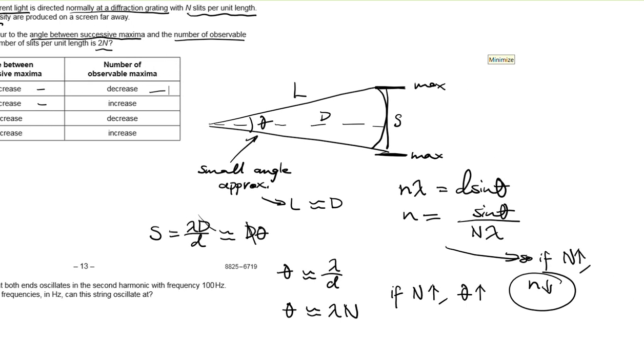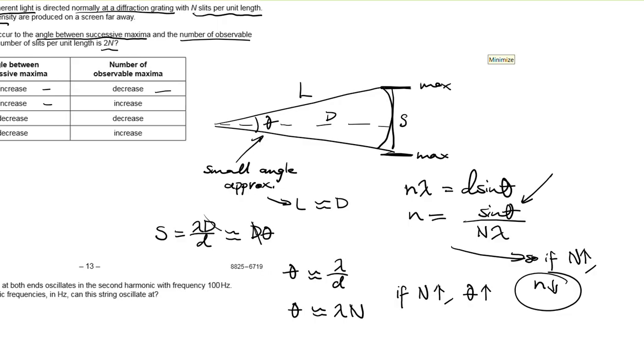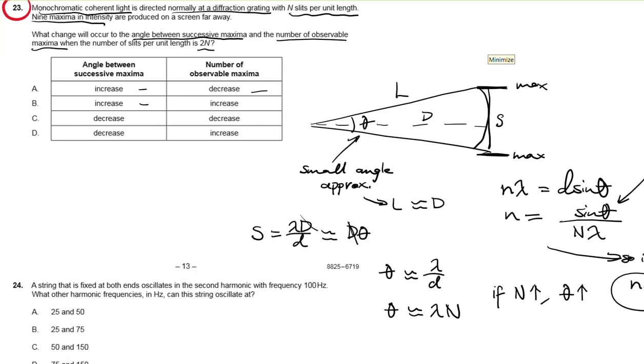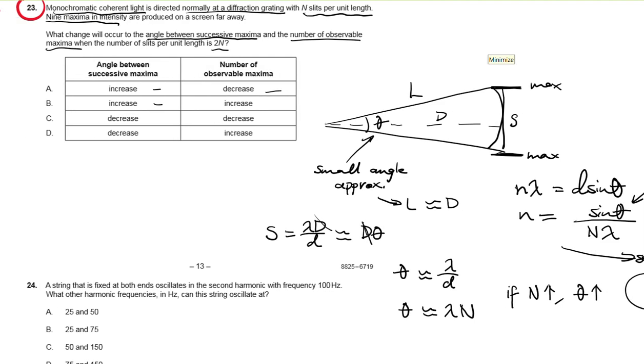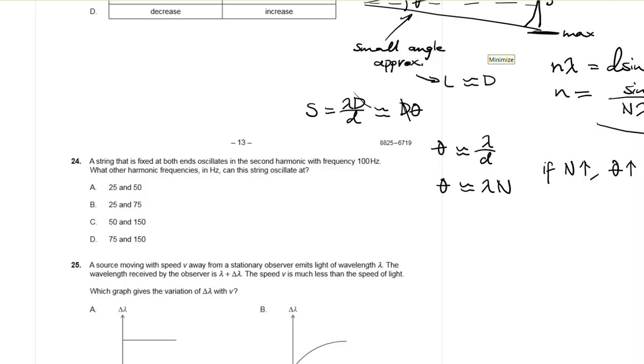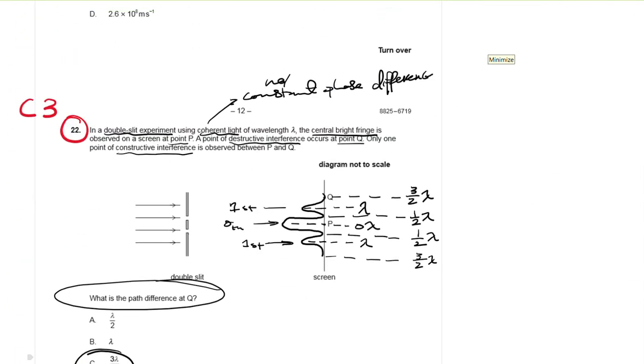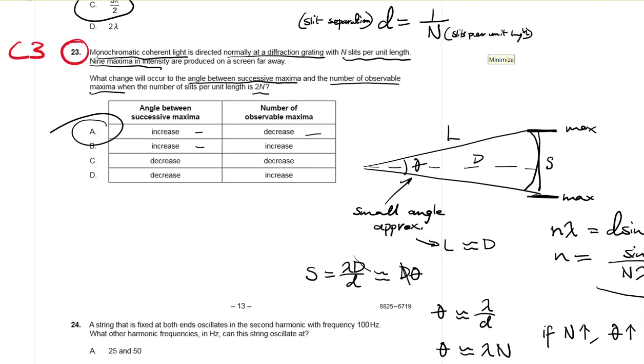And what we need to remember is that when we're looking for the maximum number of observable maxima, we always use sine 90 is equal to 1 as our angle. But in this case, it doesn't really matter, as that acts as a constant. And so our answer is A. Now let's see if there's anything else. No. So that's it for topic C.